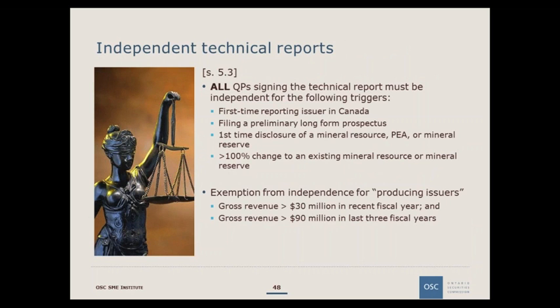Independence. There are reports where the QPs signing off on the technical report must be independent, and when you need independent QPs, you need all of them to be independent. The exemption from that for producing issuers: if an issuer is large enough, it's presumed that first of all they've probably got the expertise to do their own reports, and second of all, they're actually in production, so you're not really worried about a vanishing resource.